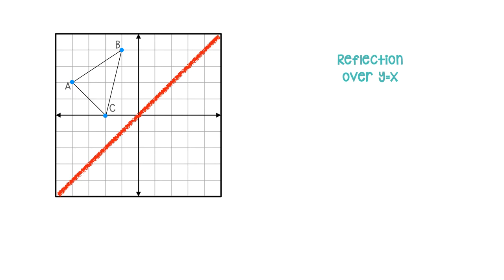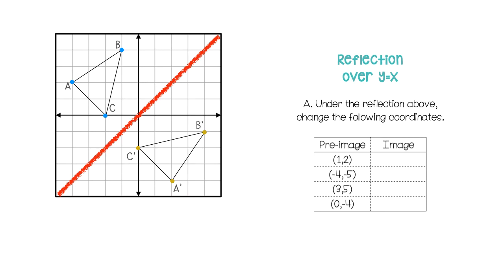Now I want to reflect over that line. If I fold over that line, I want it to match up exactly. Now I have my A prime, B prime, C prime, my image. Now let's do the same for the following coordinates.